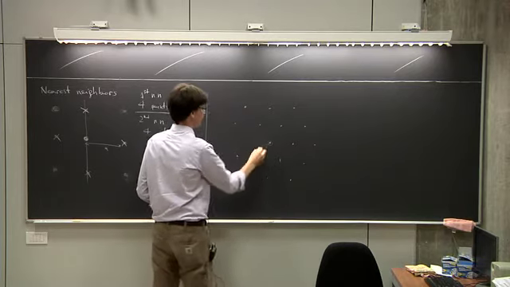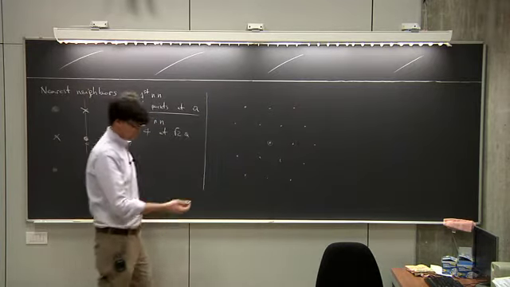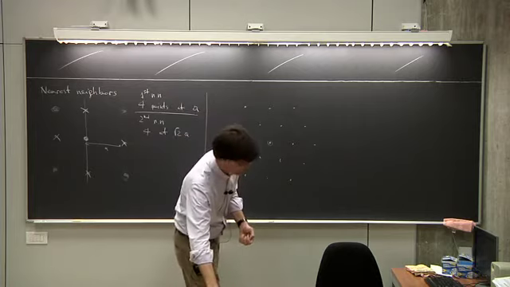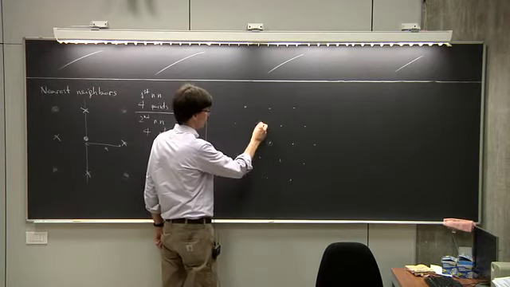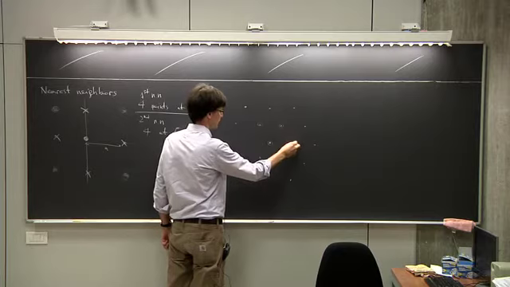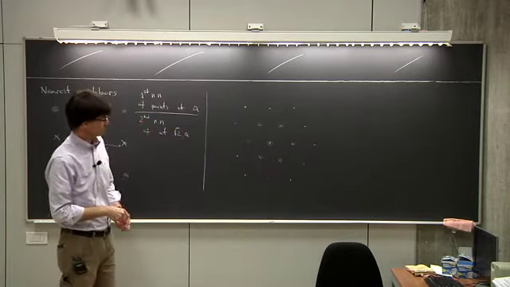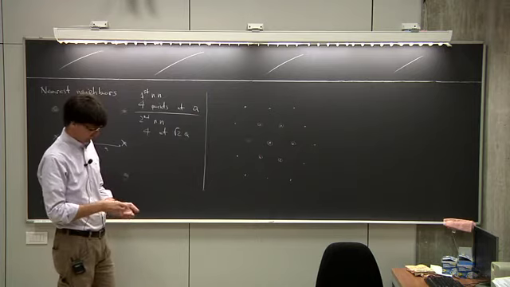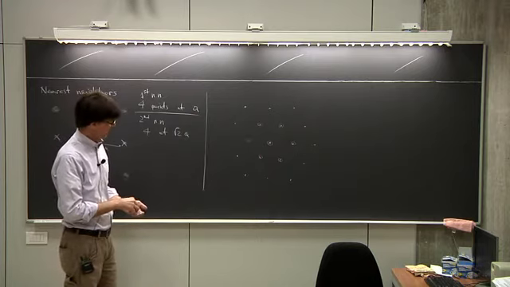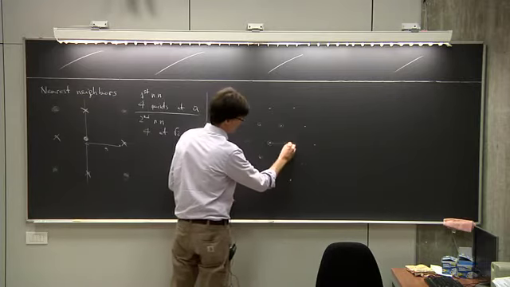Okay, so I sit here. The first shell of neighbors is, using the red color now, 1, 2, 3, 4, 5, and 6, right? What about the second shell? And the distance is A.